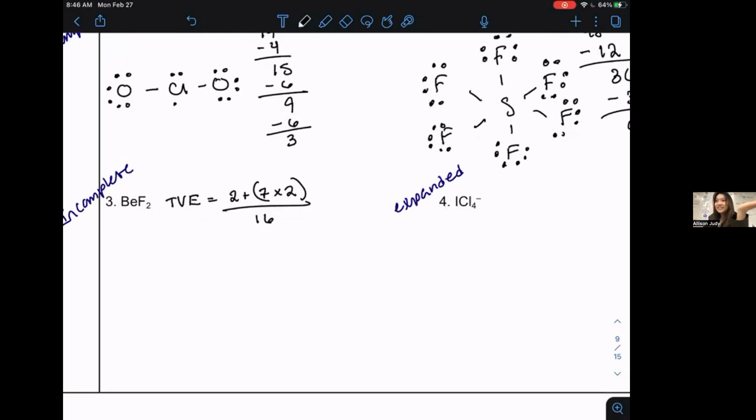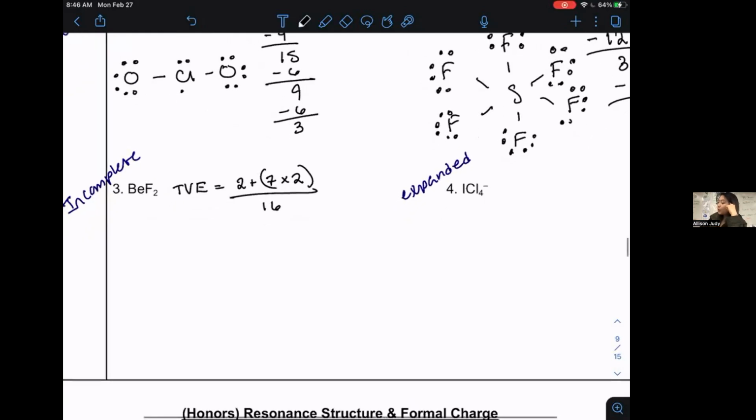Okay, 16. So now we put our structure. First element is usually the center, unless what? What's never a center? Hydrogen and helium. Excellent. The two that can literally only make a single bond and then they're out for the count. Like they're just done. Okay. So we got beryllium in the middle and the 2 fluorines. How many did I just use up? So how many do I have left? Thank you. Okay. Let's start making our octets.